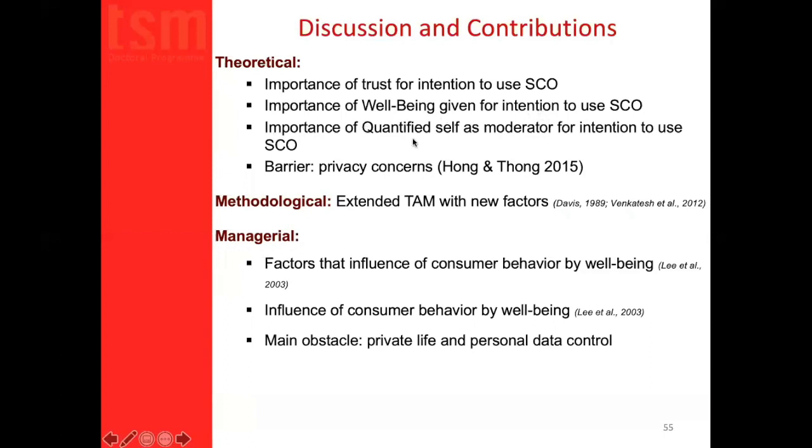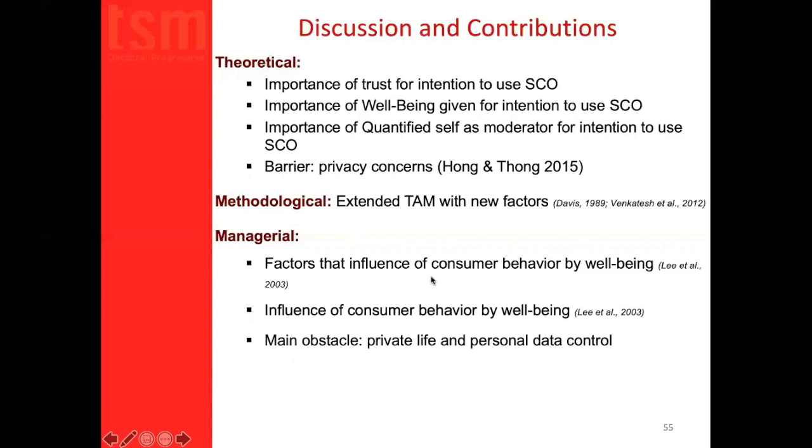We found the importance of quantified self as a moderator for intention of use. There again, we are the first to do that. And we confirm privacy concern as the main barrier of technology acceptance. On the other hand, we bring methodological contributions by proposing an extended model with new factors, mainly well-being, quantified self, but also privacy concerns.